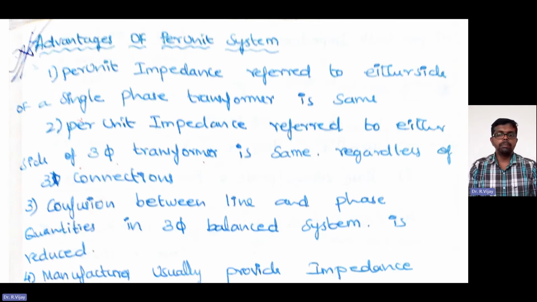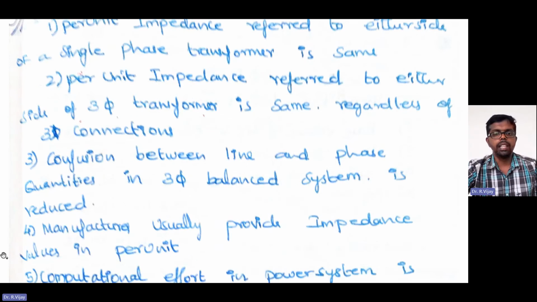Next, the confusion between the line and phase quantities in the three phase balanced system is reduced. Next, the manufacturers usually provide impedance in terms of per unit. Confusion means you need to identify what are the line quantities and what are the phase quantities in the three phase balanced system. That is reduced in the per unit system.